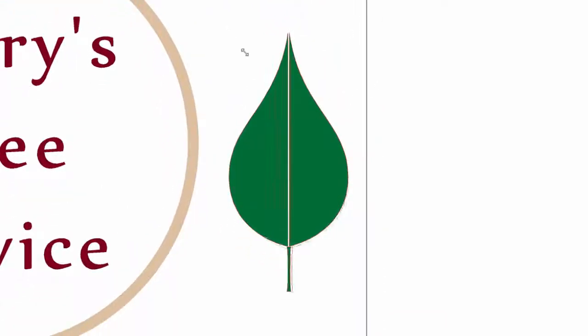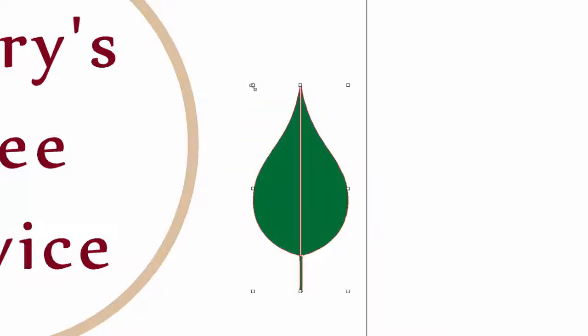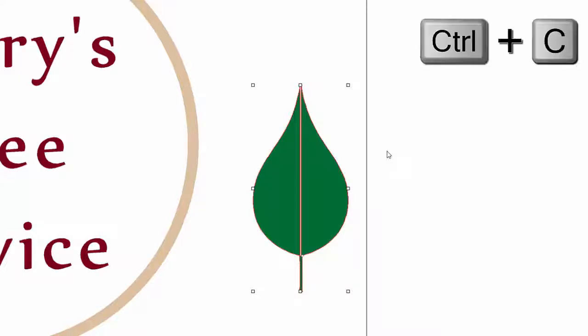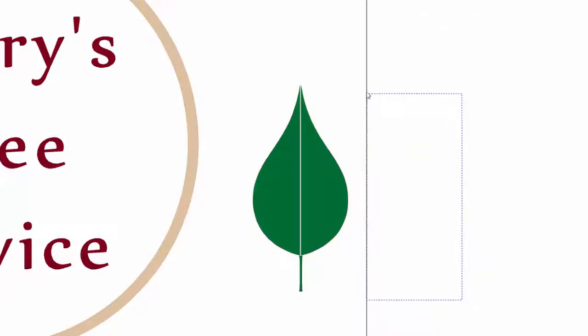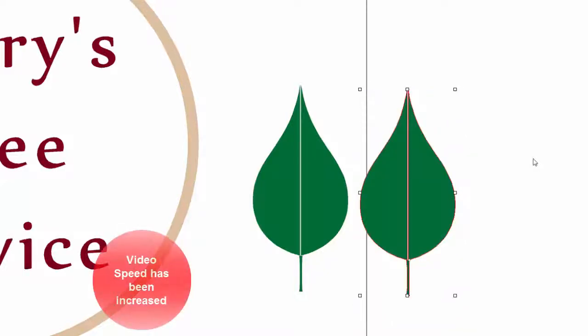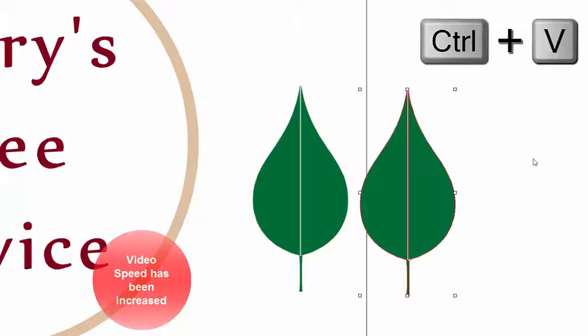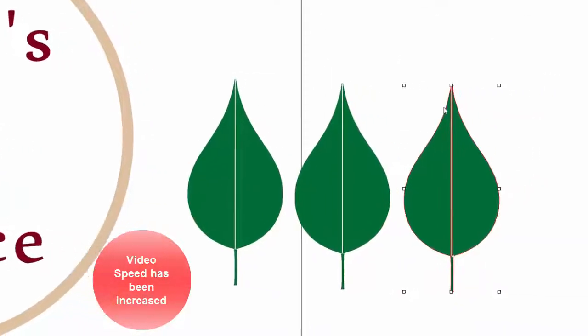Now we can resize as needed and make copies. Let's do this by pressing Ctrl-C to copy the leaf, then press Ctrl-V. What you'll find helpful is that instead of just placing the copy at a random spot, it allows us to place it where we want it. Click to place it. Let's do this again and press Ctrl-V. And one more time.